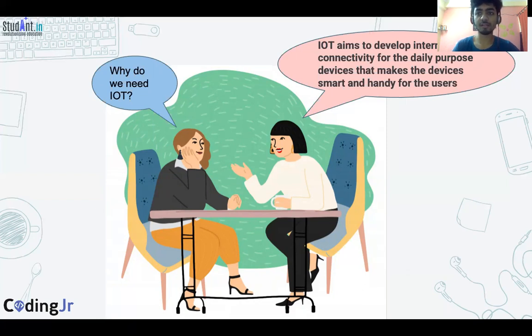The IoT aims to develop internet connectivity for daily purpose devices. Some of the daily purpose devices are like washing machine, TV, fridge, right? It aims to develop some connectivity between these devices that makes them smart. Smart in the sense that it gains some intelligence, right? So that our life would be easier to operate, and it would be handy for us. This is the main aim of the IoT.